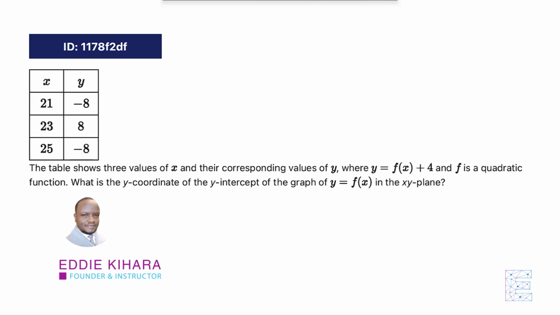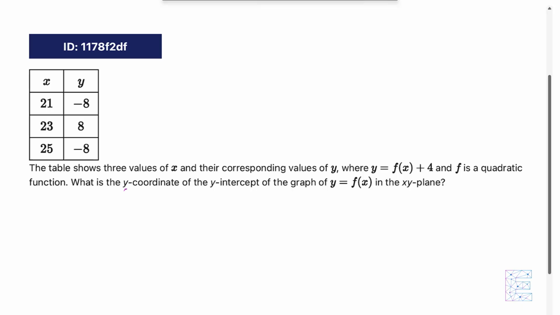The table shows three values of x and their corresponding values of y, where y equals f of x plus 4 and f is a quadratic function. What is the y-coordinate of the y-intercept of the graph of y equals f of x?